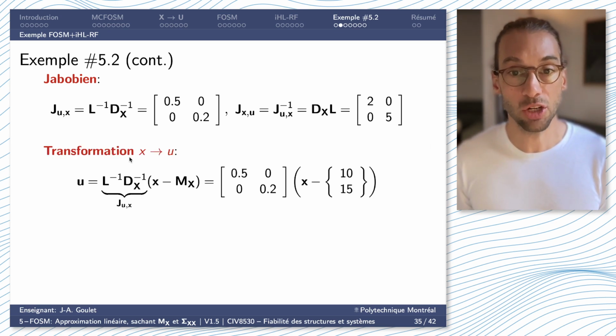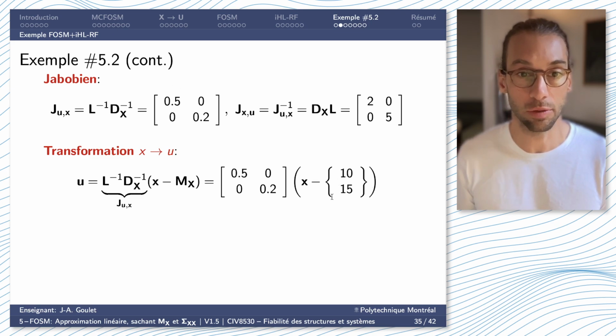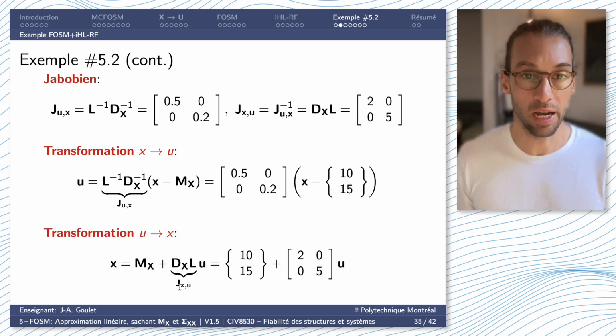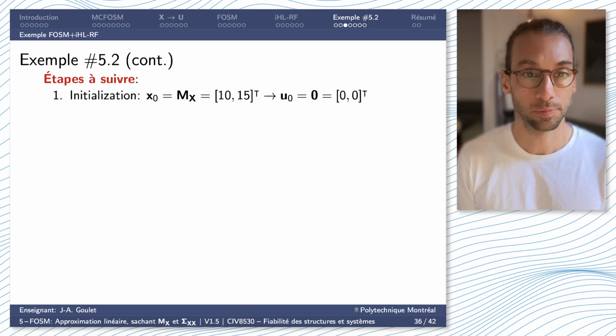So my transformation from x to u involves the Jacobian between u to x. It's going to be that matrix I already computed here times x minus the mean vector. This is going to allow me to go from my x space to my u space. If I want to do the reverse, to go from u to x, it's going to be my Jacobian gxu, already computed here, times u plus my mean vector.